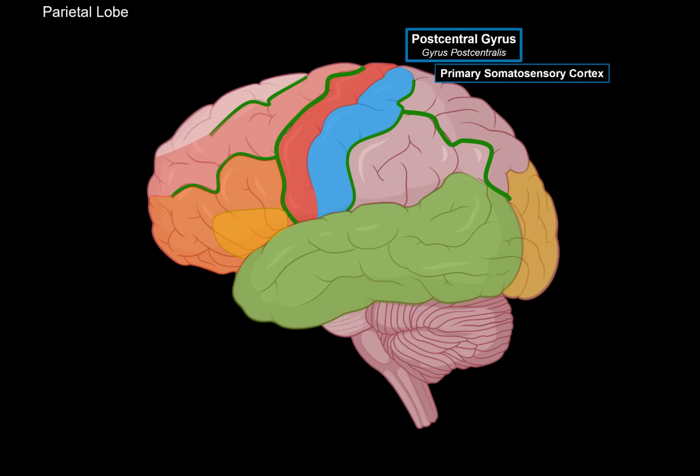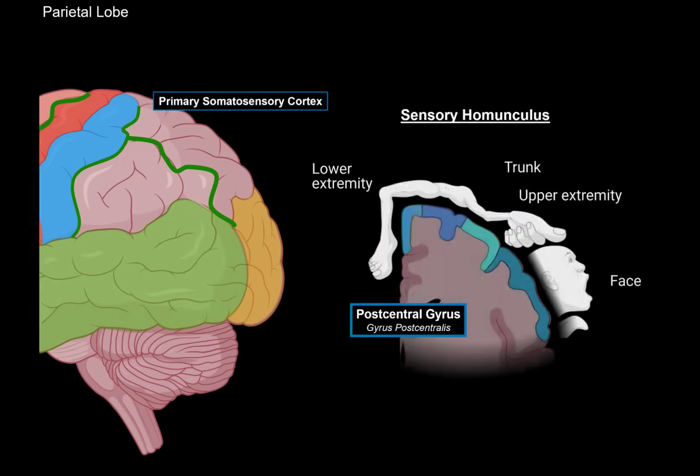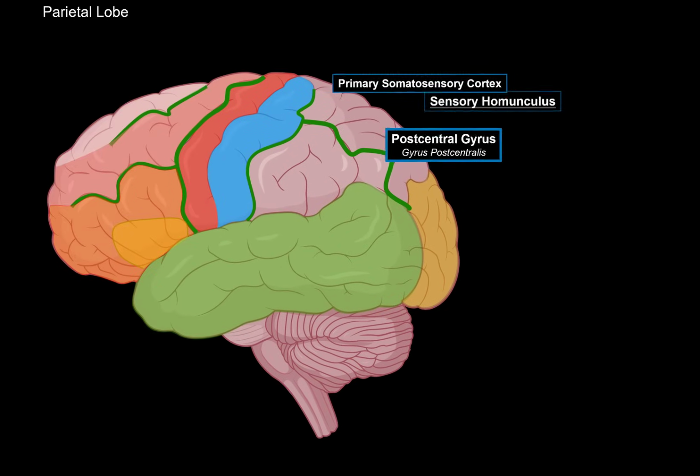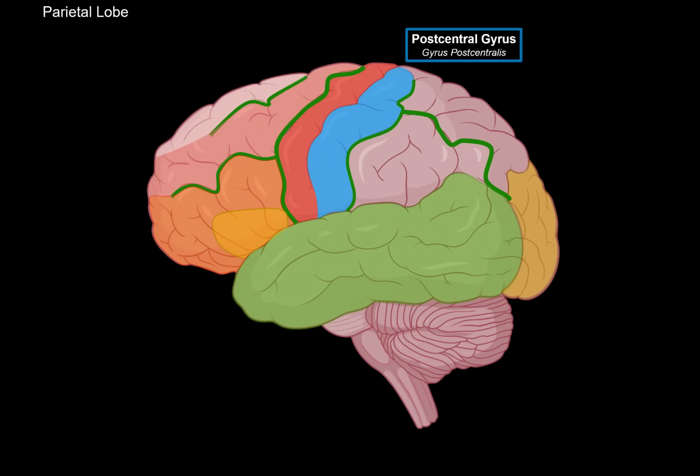And again, just like the precentral gyrus, we can draw a map of the postcentral gyrus as well, calling it the sensory homunculus, which basically also has different regions receiving different sensations from different areas of the body. So that is the postcentral gyrus. The intraparietal sulcus divides the parietal lobe into two lobules.